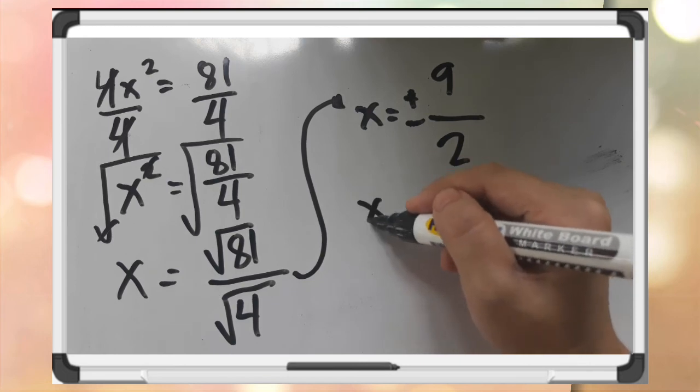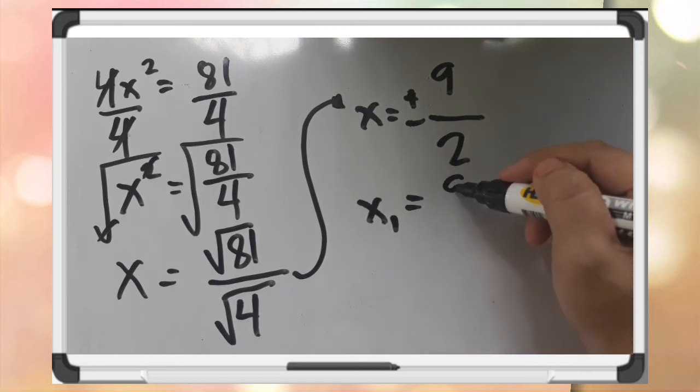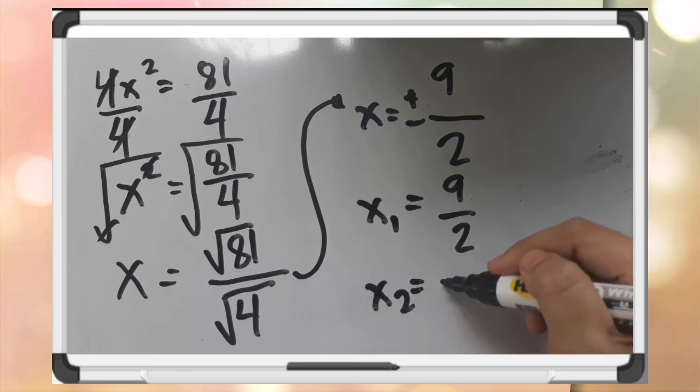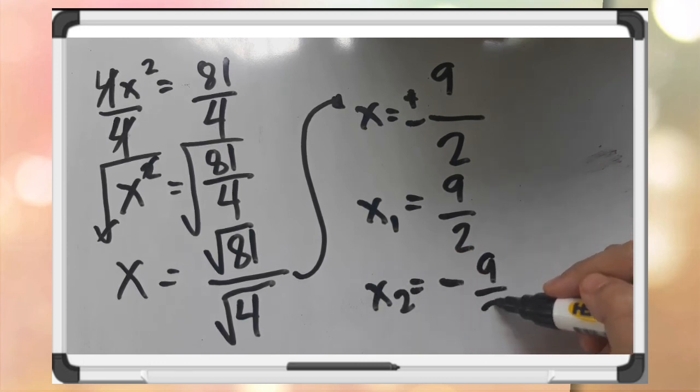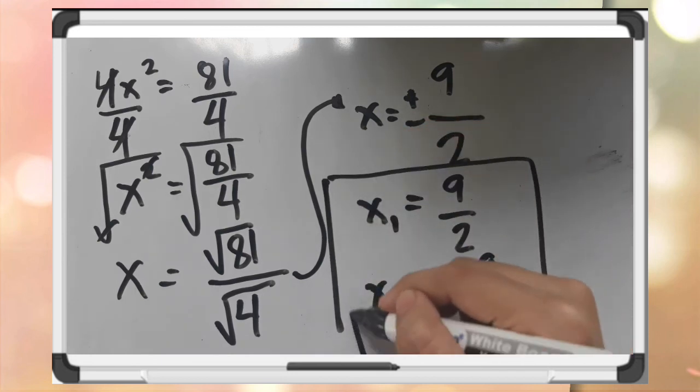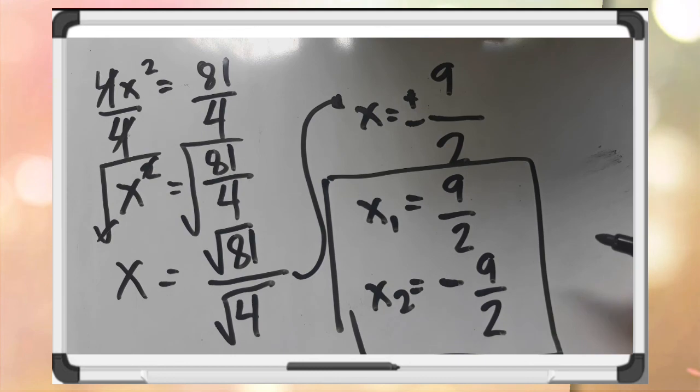Therefore, the value of x sub 1 is equal to positive 9 over 2 and the value of x sub 2 is equal to negative 9 over 2. The roots of our given equation are 9 over 2 and negative 9 over 2.